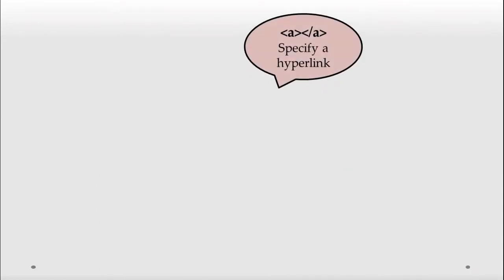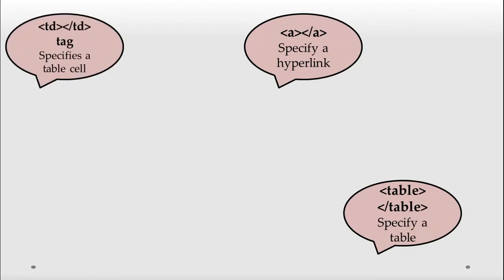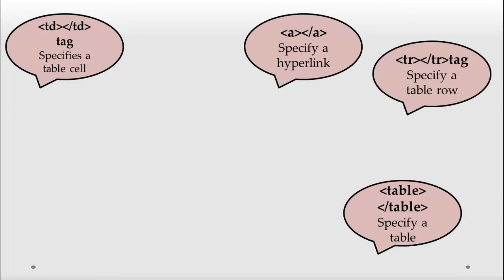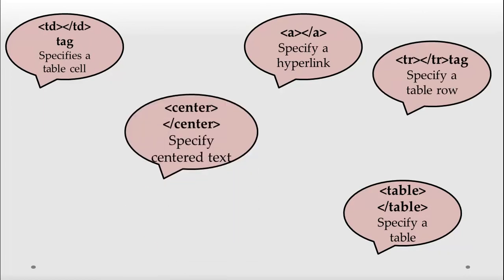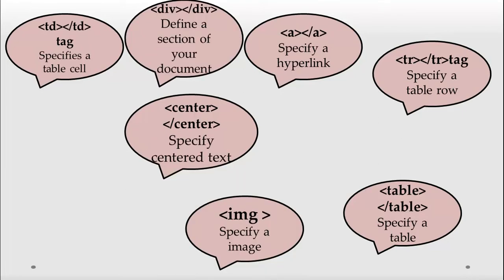Now some basic tags and their uses. A tag specifies a hyperlink. Table tag specifies a table. TD tag specifies a table cell. TR tag specifies a table row. Center tag specifies centered text. Image tag specifies an image. Div tag defines a section of your document.